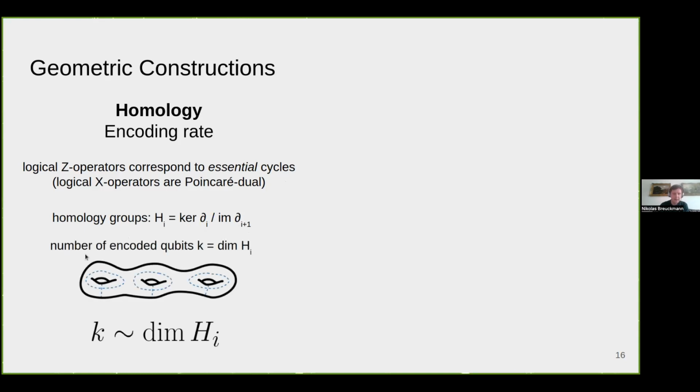And thereby the number of encoded qubits is exactly the dimension of these spaces. So k scales with the dimension of the ith homology group. For example, we could have taken the surface here, and we know that there are 2 times the genus number of essential cycles in a 2D surface. So these would give us our logical operators.